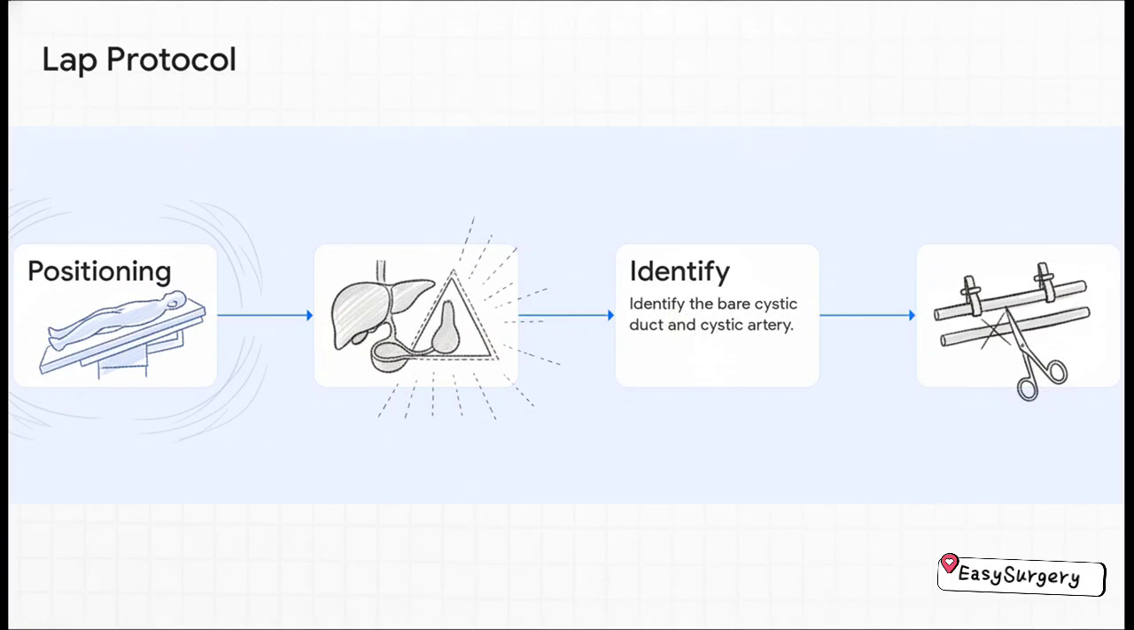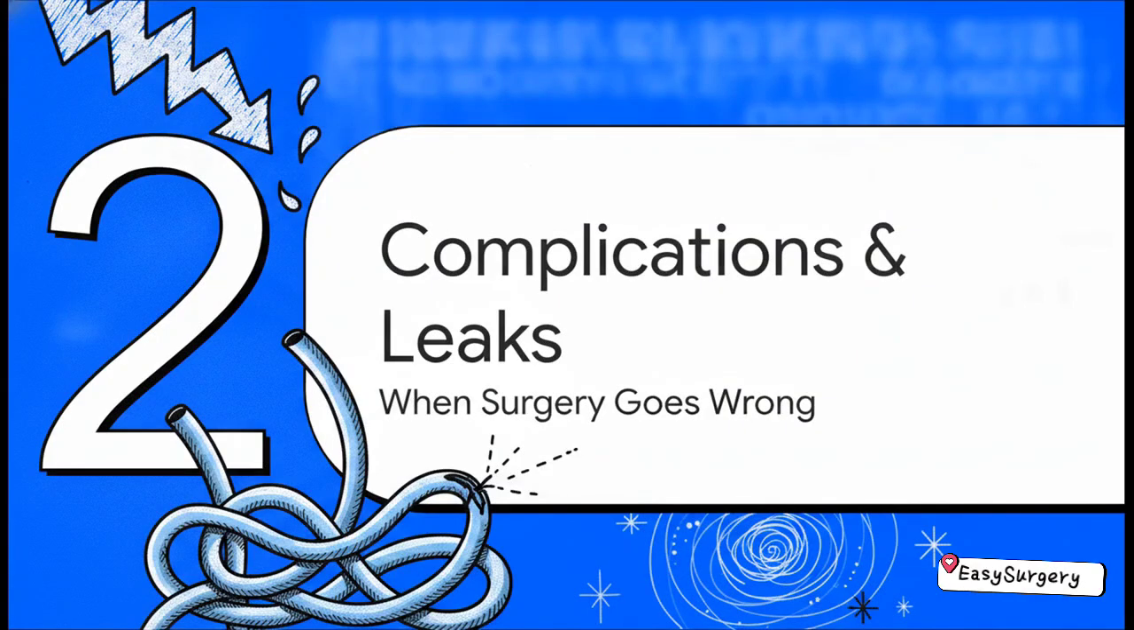dissecting Calot's triangle. Actually, it's not just dissecting it, you must achieve the critical view of safety. You have to see the cystic duct and the cystic artery lying completely bare. Only then do you apply clips to ligate the duct and artery separately, and then you cut. You never ever just blindly clip. But what happens when this standard, everyday procedure goes wrong?